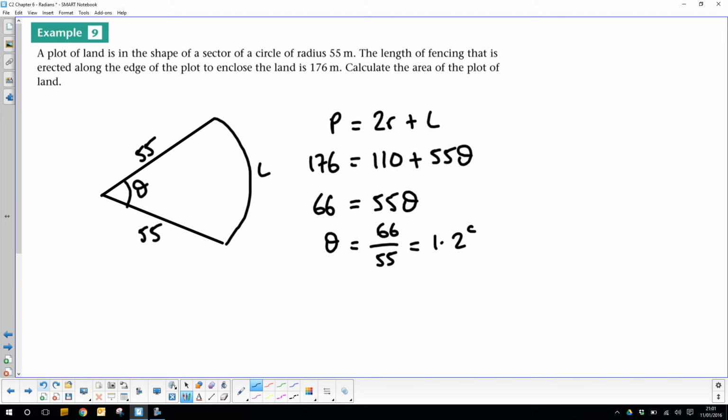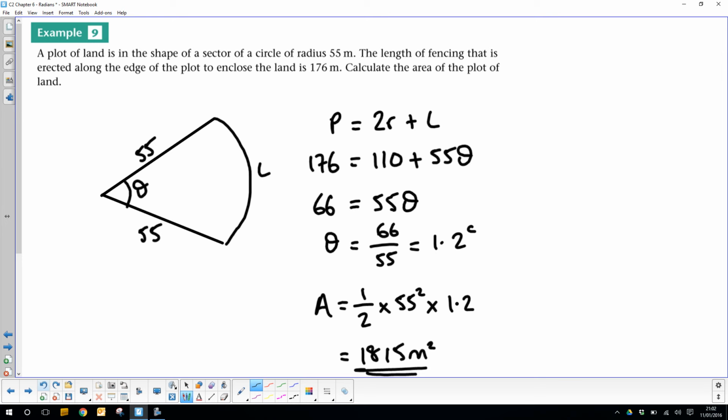So the area is a half times 55 squared, half r squared times theta, which we can pop in our calculator, and we get 1,815 meters squared, and there's our solution. Okay, so that's up to example 9.